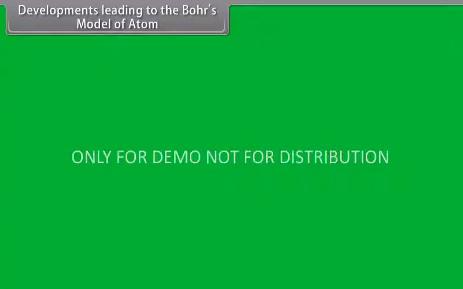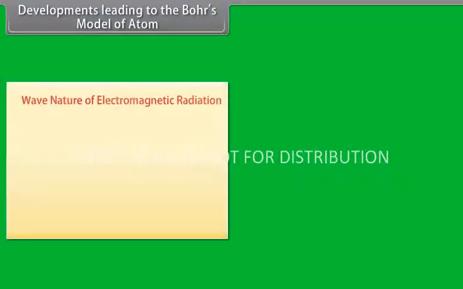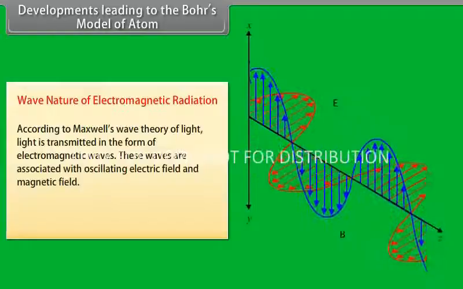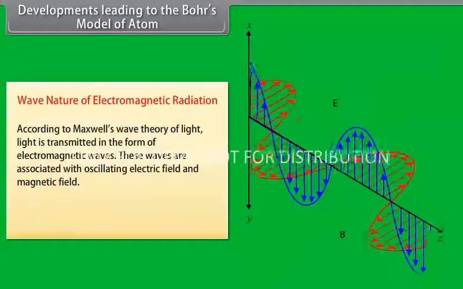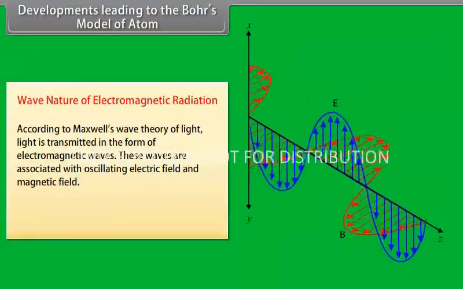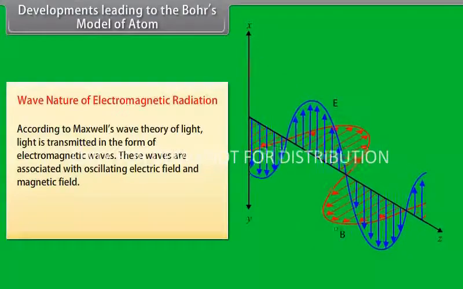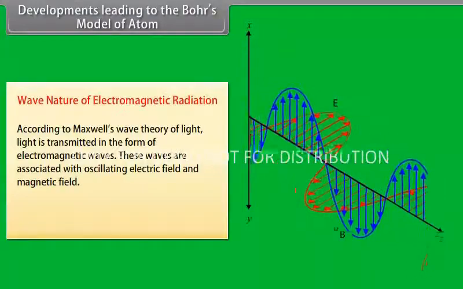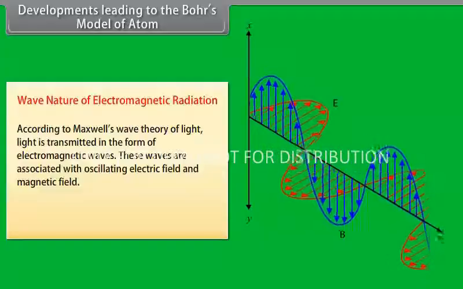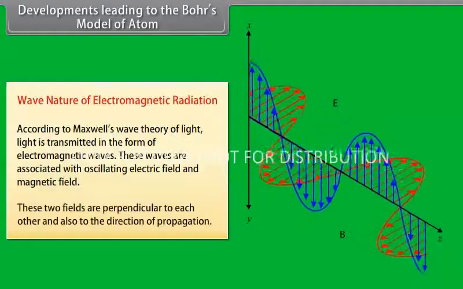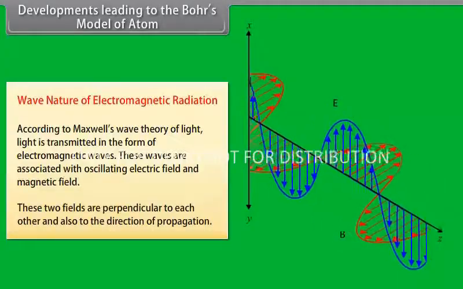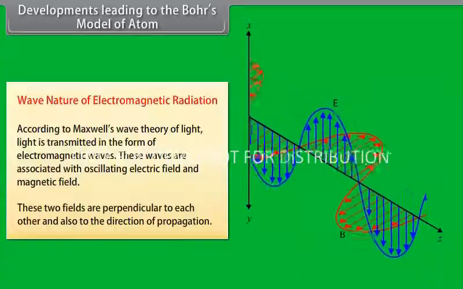Development leading to Bohr's model of atom. Wave nature of electromagnetic radiation. According to Maxwell's wave theory of light, light is transmitted in the form of electromagnetic waves. These waves are associated with oscillating electric field and magnetic field. These two fields are perpendicular to each other and also to the direction of propagation.